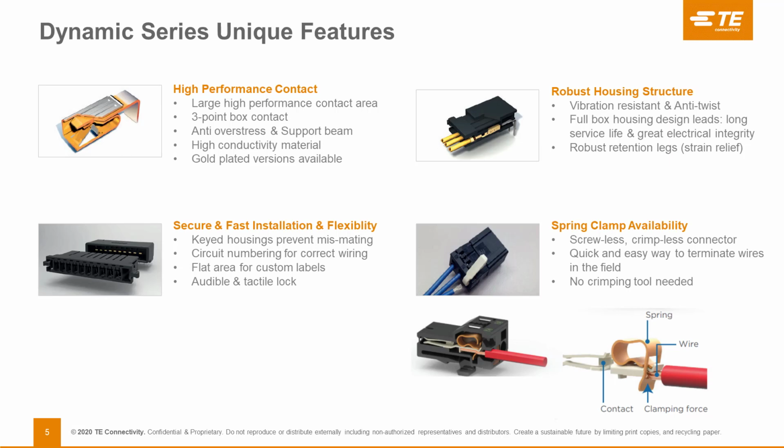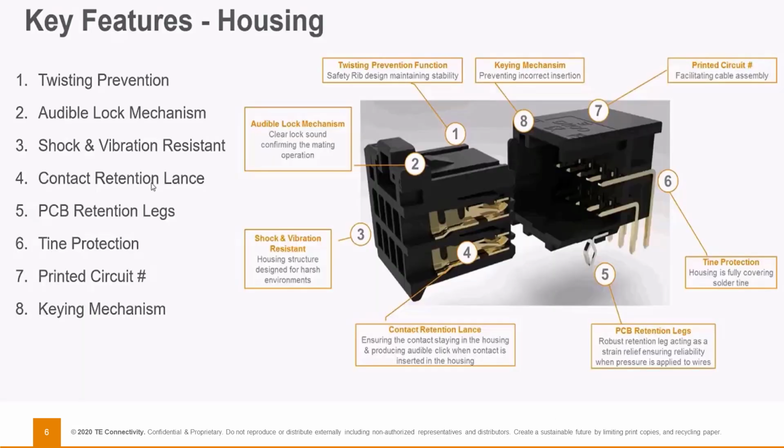screw fasteners or crimps. Now, let's delve into the key features related to housing twisting prevention. A notable component in this regard is the safety rib, ensuring stability in the overall structure. The audible lock mechanism, represented by the side lance or side key in the diagram, is another crucial element. Additionally, there's a focus on shock and vibration resistance, making these connectors suitable for harsh environments.